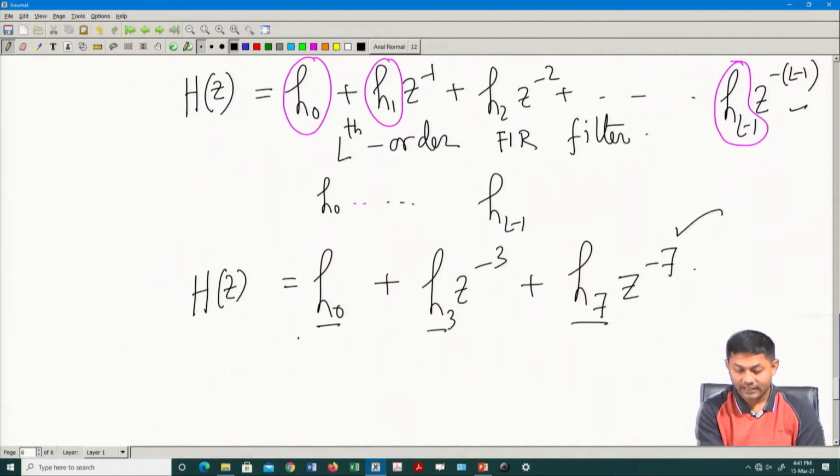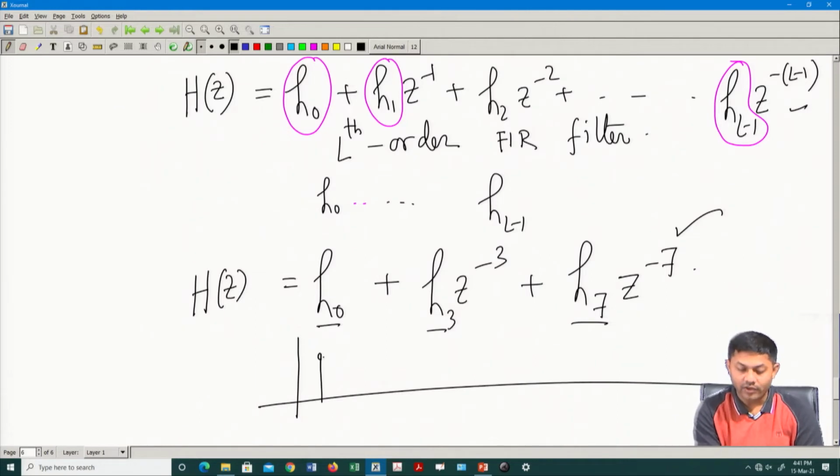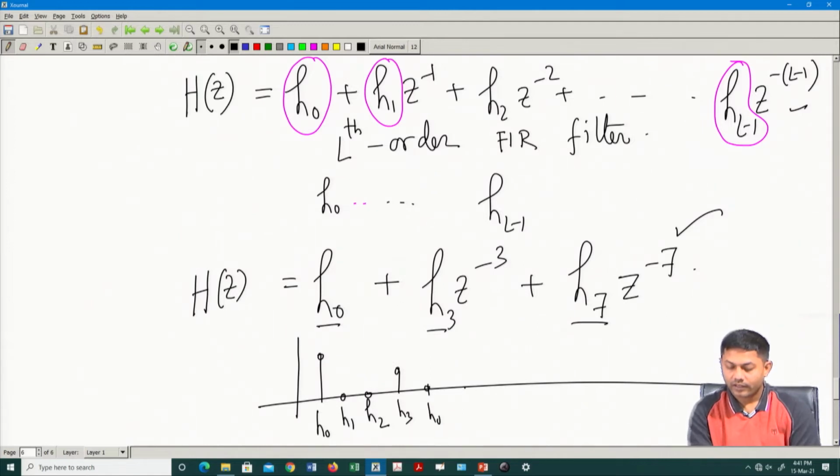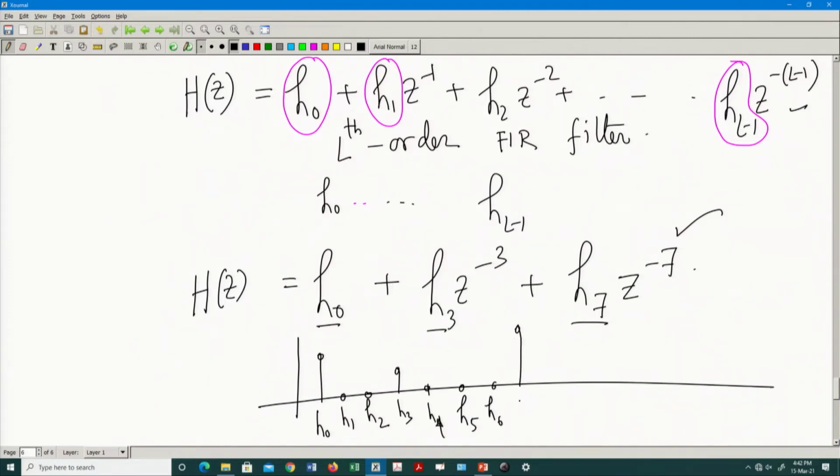So, what does it mean? It means that probably H0 has a value, but H1 is 0, H2 is 0. So, this is H0, this is H1, this is H2, but H3 has some value. Then H4 is 0, H5 is 0, H6 is 0, but H7 can have some value, and H8, if it exists, though we do not consider anything. After that every point is 0. So, this is how the tap looks like.